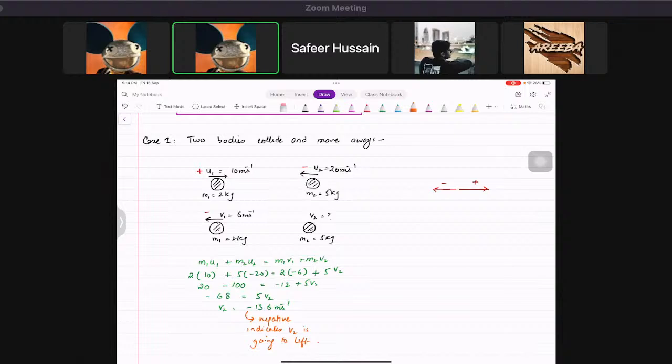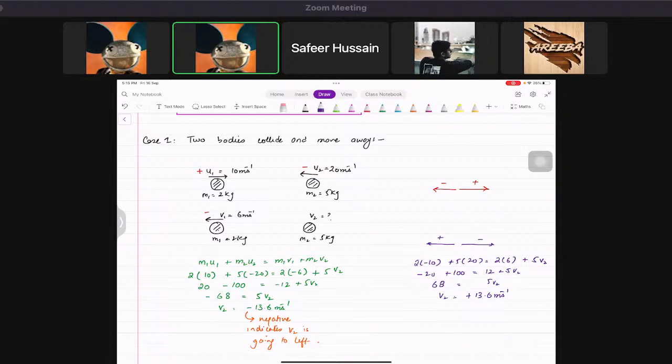Now, suppose you decide to take negative on this side and positive on this side. What will happen then? Will the value stay the same? Will the direction stay the same? Let's check. According to that equation, we'll have to put minus 10 for u1, so this will be 2 times minus 10, this will be 5 times 20, this will be 2 times 6, and this will be 5 V2. Now this is minus 20, this is plus 100, equals 12 plus 5V2. When we do that, it's 68 equals 5V2, and now our answer is positive 13.6 meters per second.